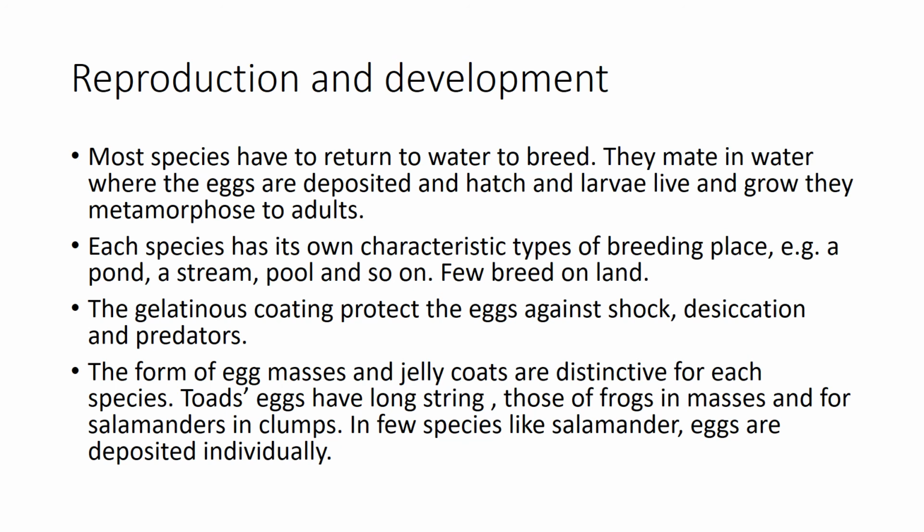The gelatinous coating protects the egg against shock, desiccation, and predators. The form of eggs, masses, and jelly coats are distinctive for each species. For example, toads' eggs are in long strings, those of frogs in masses, and those of salamanders in clumps. In a few species like salamanders, the eggs are deposited individually.